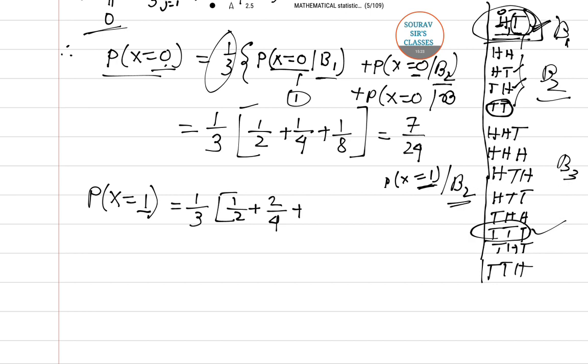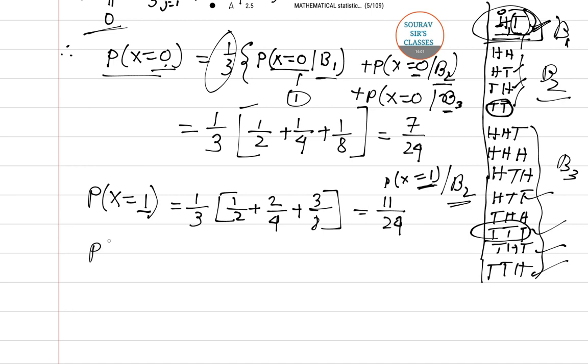Similarly, in case of ball 3, that is when B3 is there, when x is equal to 1, how many times is there only one head out of all these possibilities? 1 time, 2 times, 3 times. So we'll write down 3 by 8. Out of 8 possibilities, there are 3 times when the occurrence of head takes place. So if you solve it, we'll get the value to be 11 by 24.